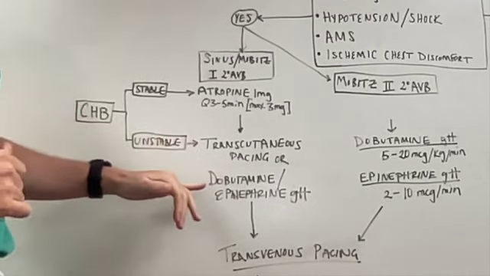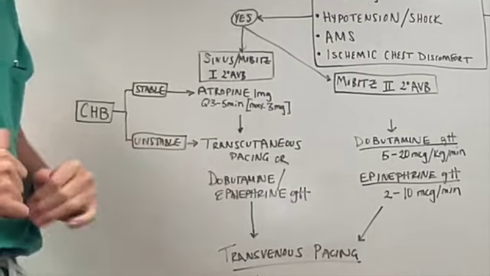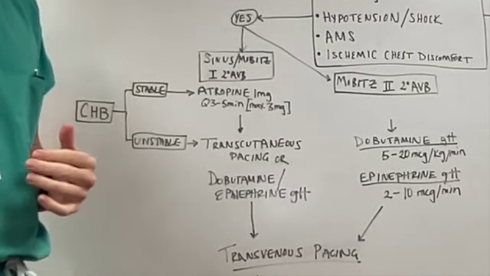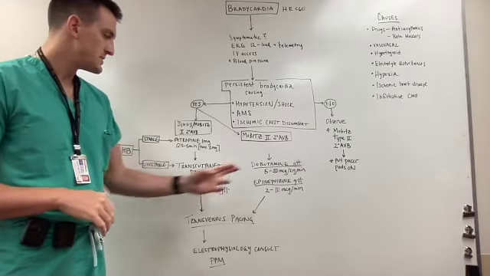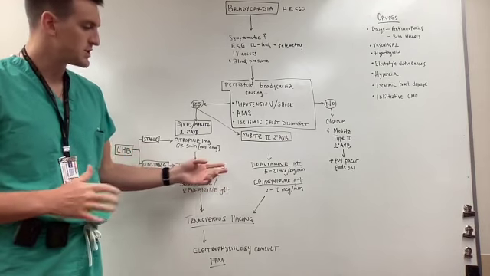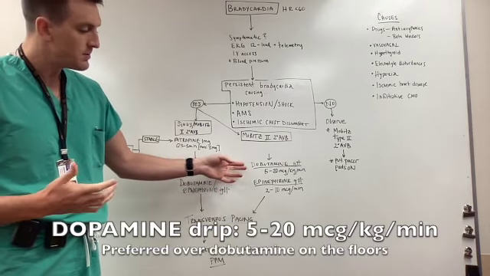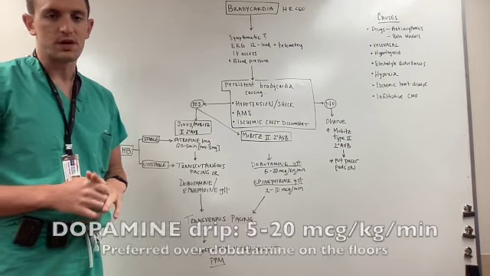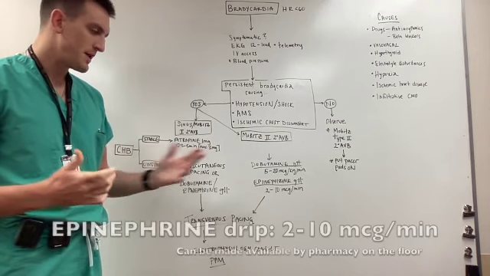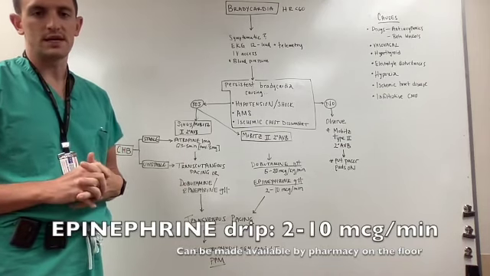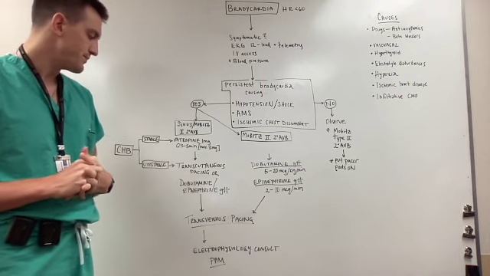Additionally, what you can do is add a beta adrenergic drip, so dobutamine, epinephrine. Dosing is over here, and we'll talk about that more in a second, but for dobutamine, it's 5 to 20 micrograms per kg per minute. Epinephrine, you can start at 2 to 10 micrograms per minute.